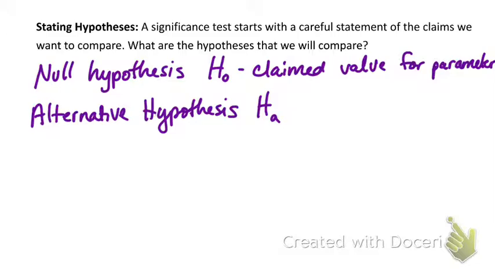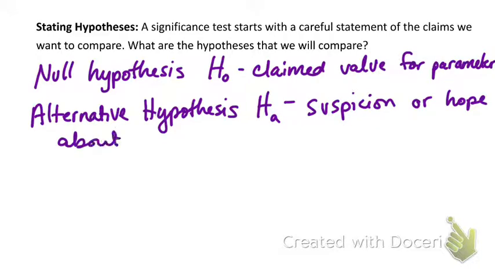All right. So we've got our null hypothesis. That's the claimed value or what has always been true. We're going to give our alternative. And this is going to be based on the suspicion or the thought or the hope that we are thinking is going to be true. Okay, so this is our suspicion or hope about the claim. So it's always going to be in terms of the claimed value. I'll show you what I mean in just a second.